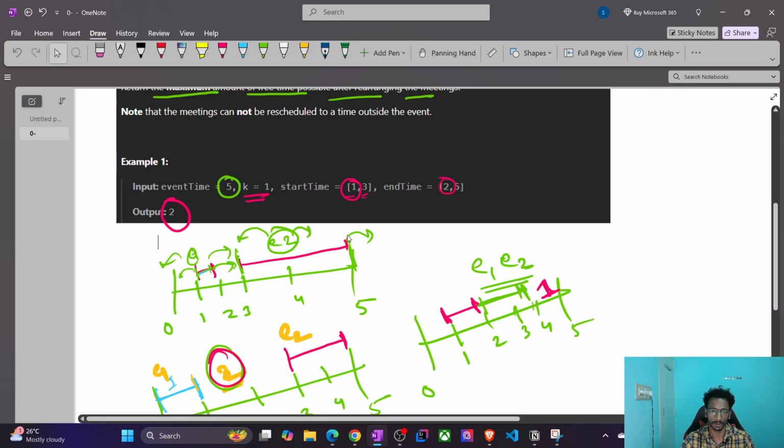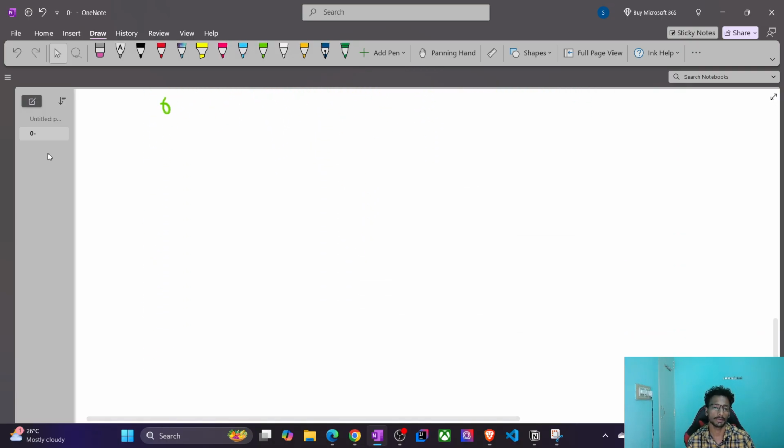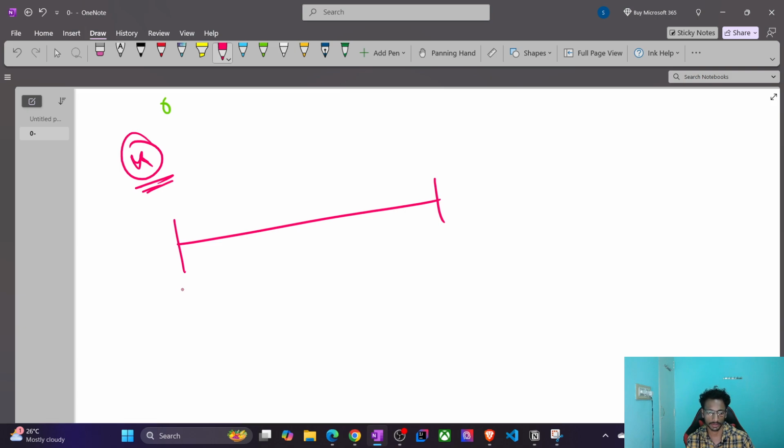Now here actually k is given. K is what? The maximum number of events we can shift, left or right. So how can we maximize the gap? First, suppose there is a chart like 0, 1, 2, 3, 4, 5, 6, 7, 8, 9, 10. Okay, so the event time here is 10.